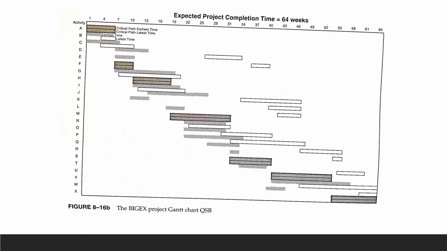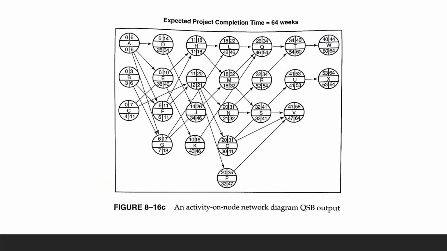So you know how to do the Gantt chart; go all the way back to the first one. This one shows the activity-on-node network diagram of your QSB. You don't have to do it by hand. You feed the data to your system, and the QSB software is going to spit it out for you, and you get a nice printout right there.